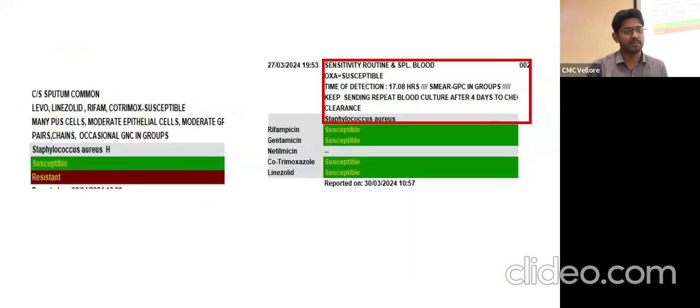Culture and sensitivity of sputum was done, which showed Staphylococcus aureus positive, and blood culture was also done, which also showed MRSA, Staphylococcus aureus.